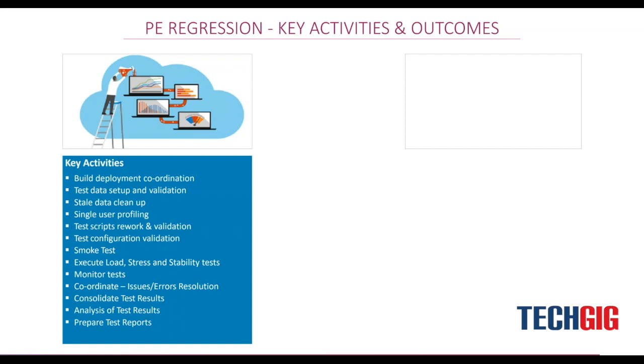So we have some key activities that we follow regularly during regression testing. One is to request for the latest code to be deployed, or if you have the permission, you can deploy the latest code in the performance environment. Then once the build is deployed, validate the test data.